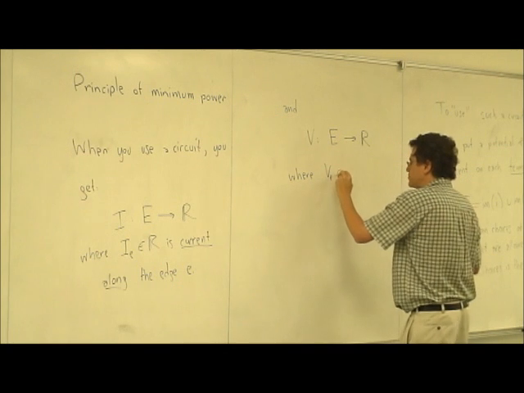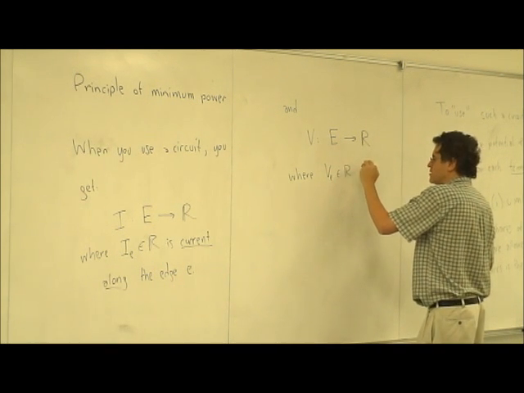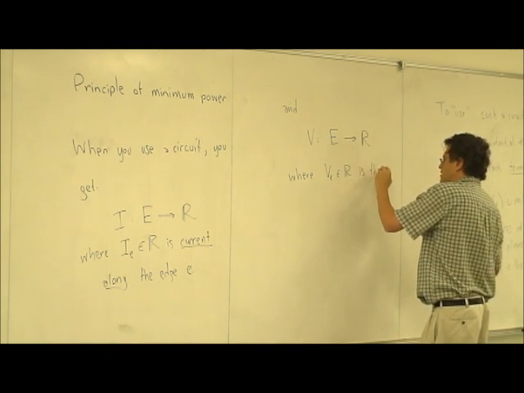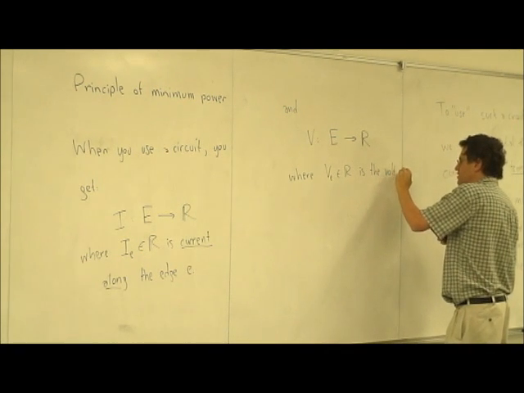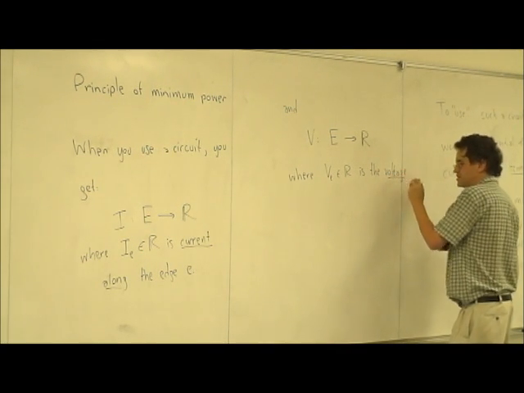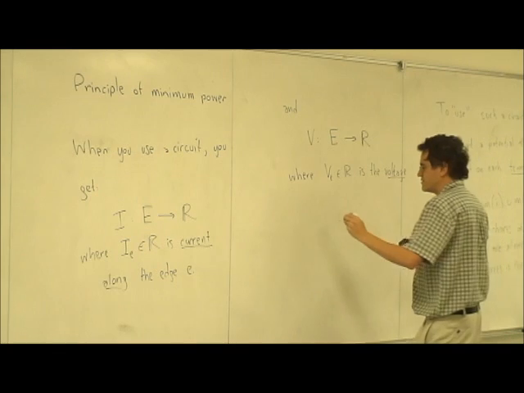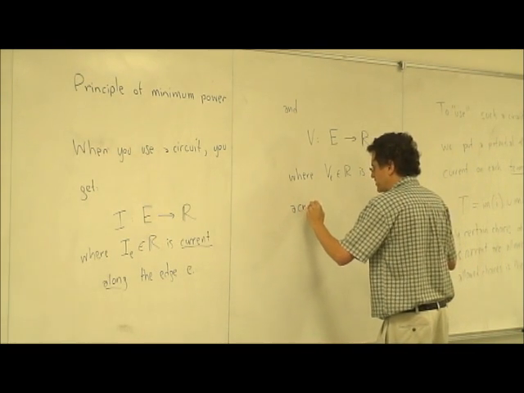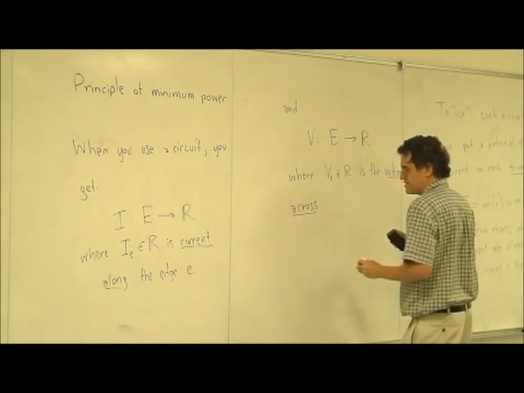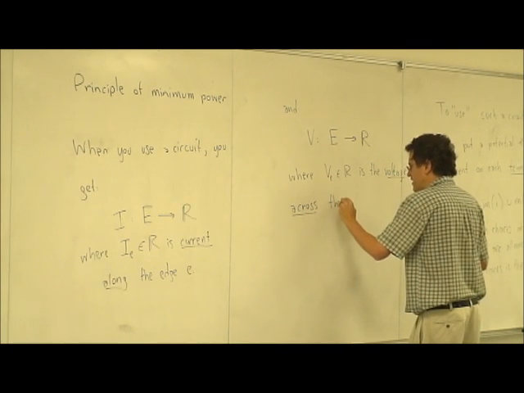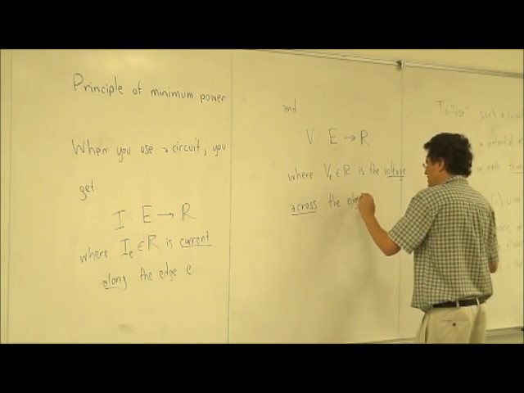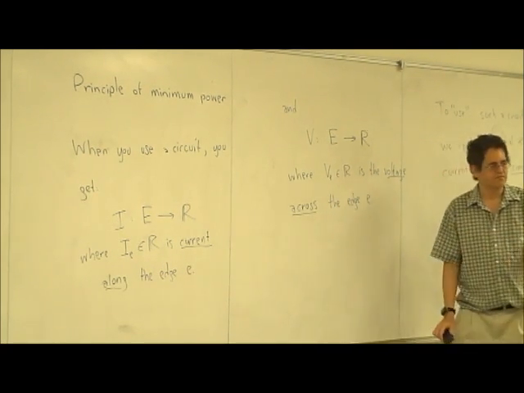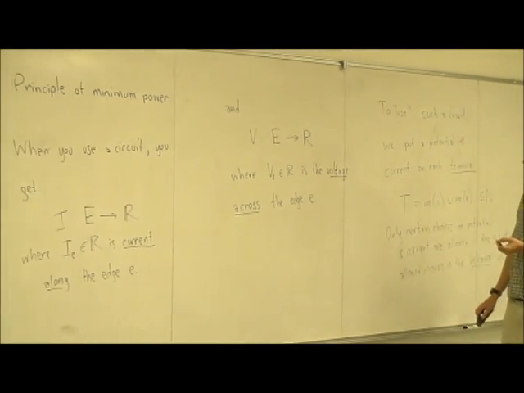So you call V sub E the voltage, but for some reason people don't say along. It's actually a deep explanation that I don't want to get into. They say the voltage across the edge E. But don't worry about that. That's just the preposition that we choose to use.